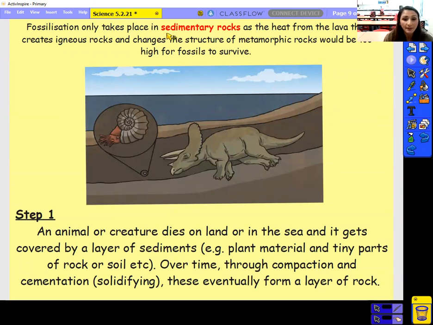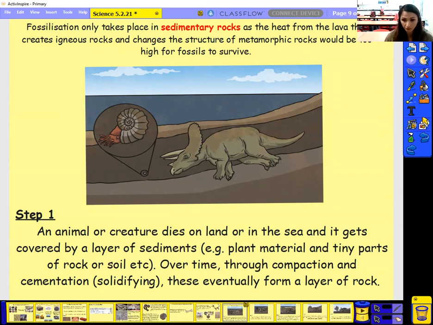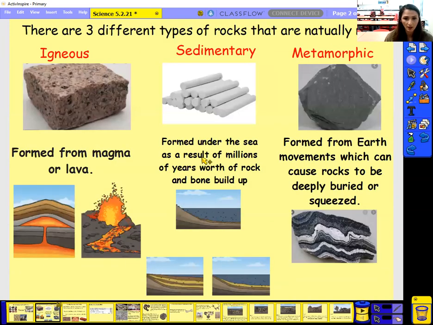So fossilization only takes place in sedimentary rocks, okay? Sedimentary rocks, that's the only type of rock that it happens in, okay? The heat from the lava that creates igneous rocks, and the change in structure of metamorphic rocks, would be too high for the fossil to survive. So basically, it can only happen in sedimentary, okay?